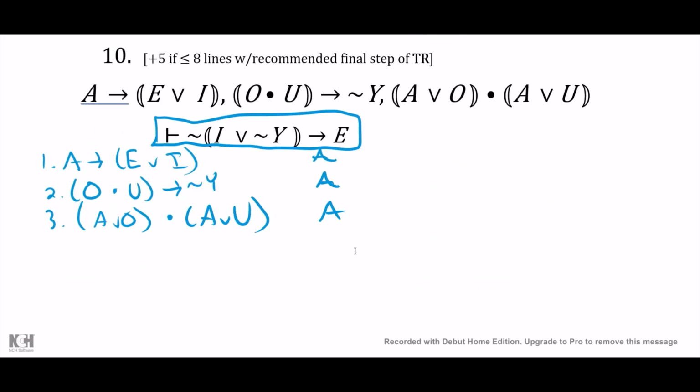So let's take a look at this one. We're going to get squiggle I wedge, squiggle Y, arrow E. So this will be done by line 8, that's pretty quick, with a final move of converse-inverse transposition. Now, how does this one work? This one says you got this. You got A, arrow B.